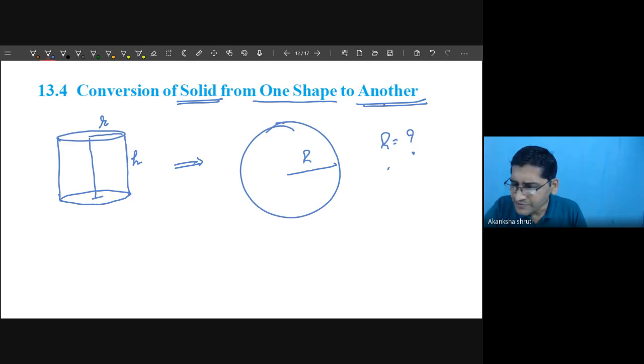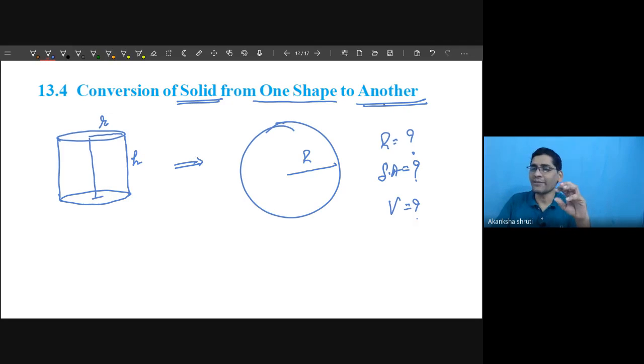What will be the surface area of this sphere, or even the volume of this sphere? So what is going to change and what remains unchanged?